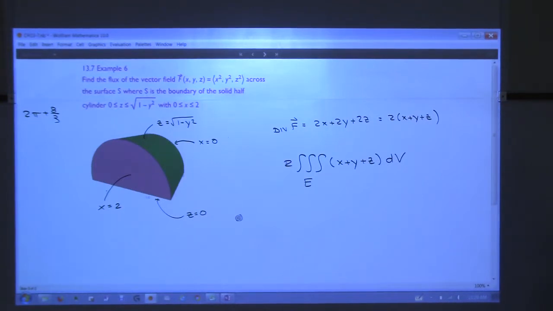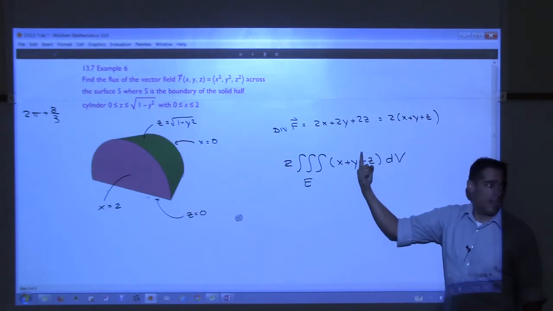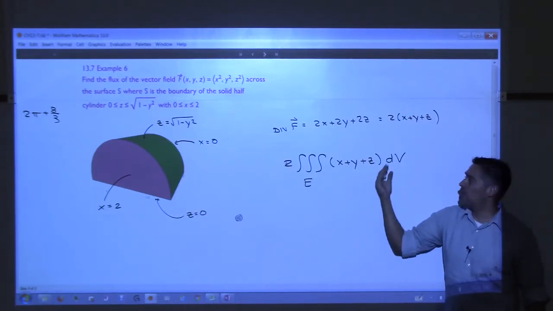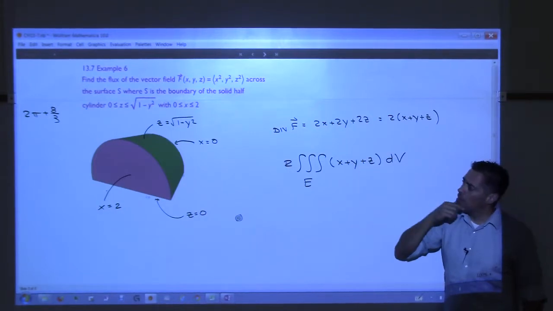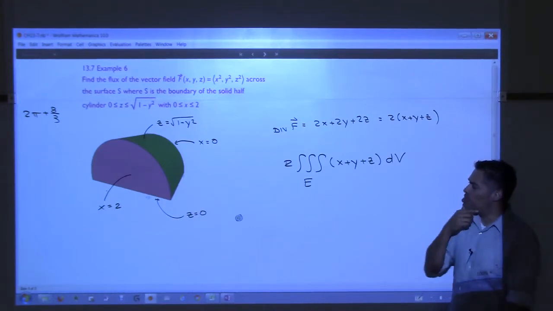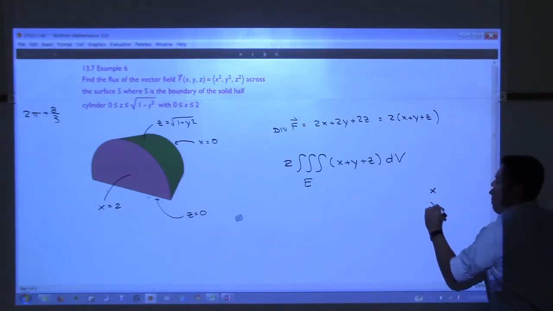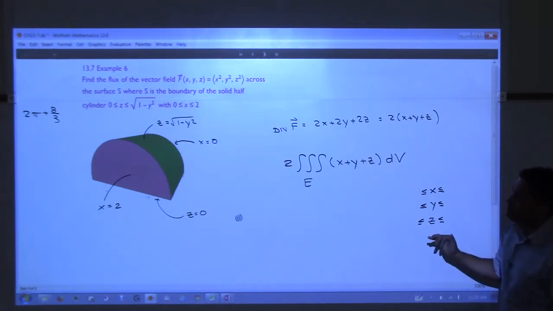This is not the volume of the cylinder. If this was a 1, that would be the volume of the cylinder, but this is not a 1, so we can't do it that way. How do I construct the restrictions on x, y, and z for this triple integral? Don't x and z already have restrictions?